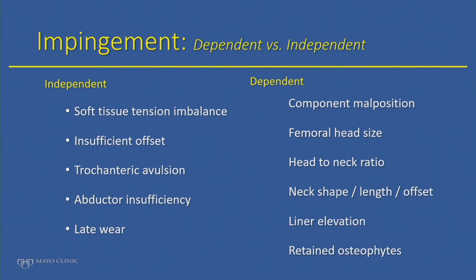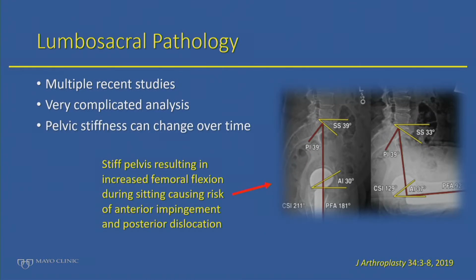The name of the game with dislocation is impingement. That's why people dislocate unless they have no abductors and it just falls out. That's what we have to be thinking about: how can we avoid impingement? And I'm going to keep hammering that as we go through, but impingement is the whole reason why we have dislocation. And one of the most interesting things that's happened over the last 5, 6, 7 years is the realization about how much lumbosacral pathology affects hip stability, and this has primarily only been addressed in primary, but it obviously has to be involved in revision.